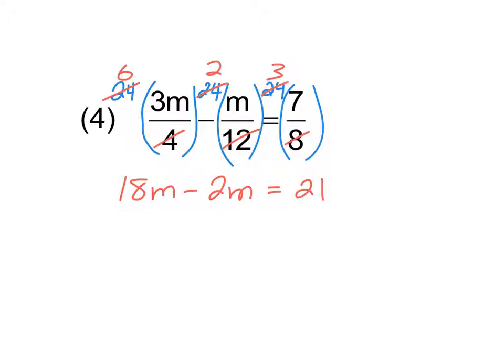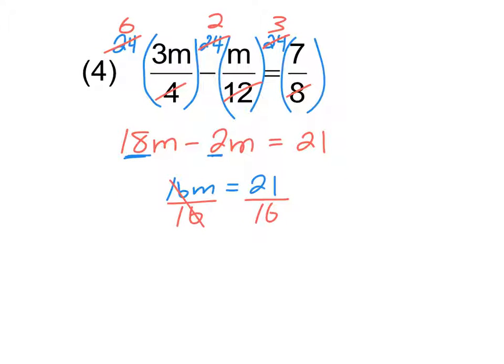After you multiply through with the LCD, and I'm assuming that the people who struggled on this problem struggled because of the LCD part, not coming up with the 24. Because after you get there, this is actually the easiest one on the whole sheet. Right? Because now we have like terms, subtract the coefficients. So we're looking at 16m equals 21, then divide out the 16, and we're looking at m equals 21 over 16.